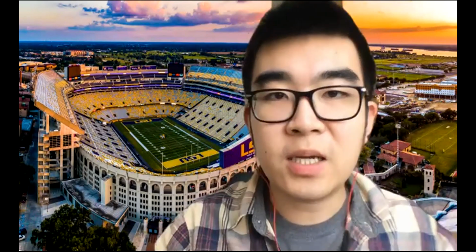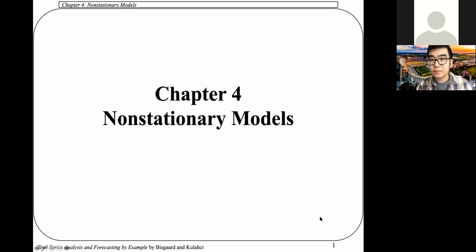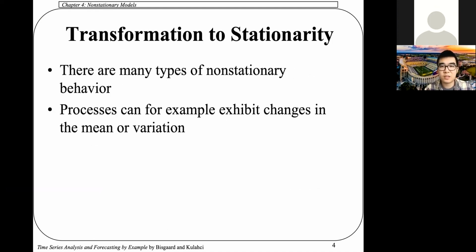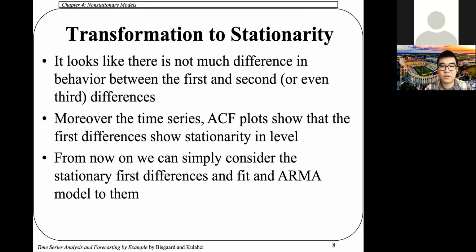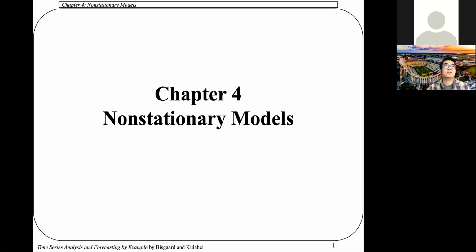Okay, so today we will start a new topic, the non-stationary model topic, and it is sometimes called the ARIMA model. The ARIMA model consists of two parts. The first part is the ARMA model. The second part is the integrated model.